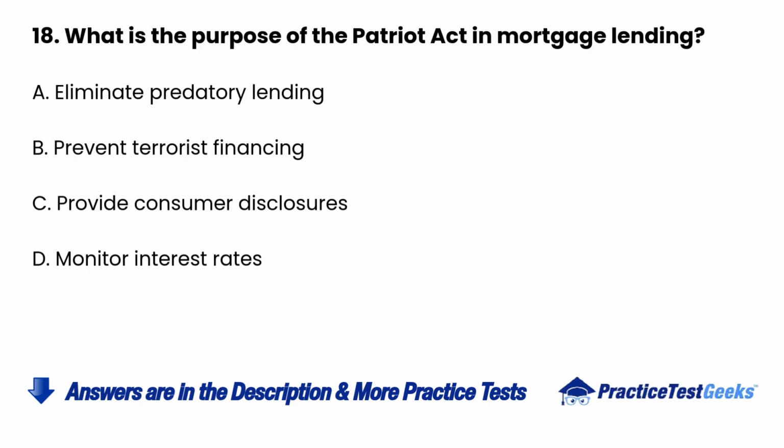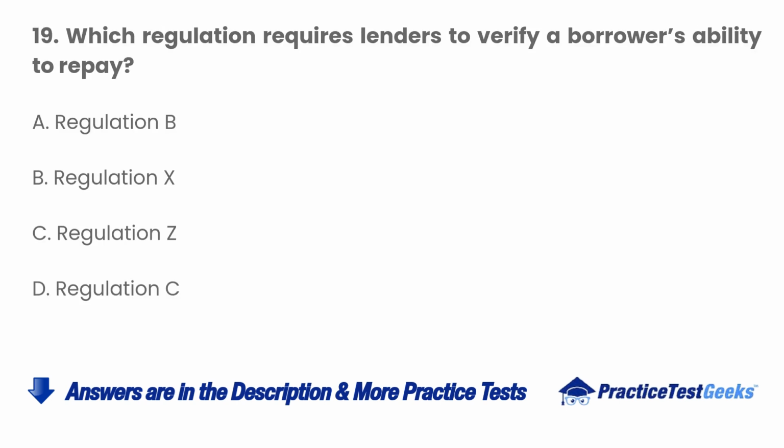18. What is the purpose of the Patriot Act in mortgage lending? A. Eliminate predatory lending. B. Prevent terrorist financing. C. Provide consumer disclosures. D. Monitor interest rates.